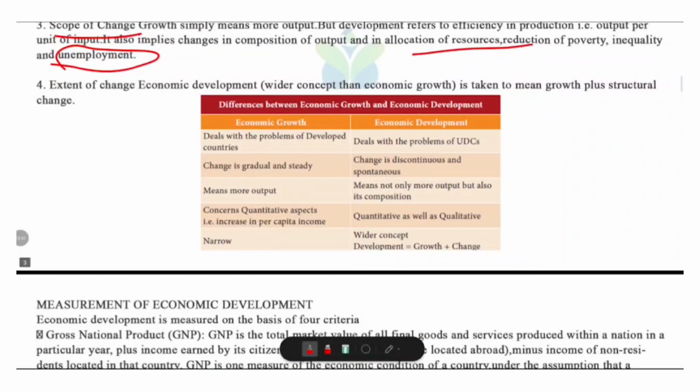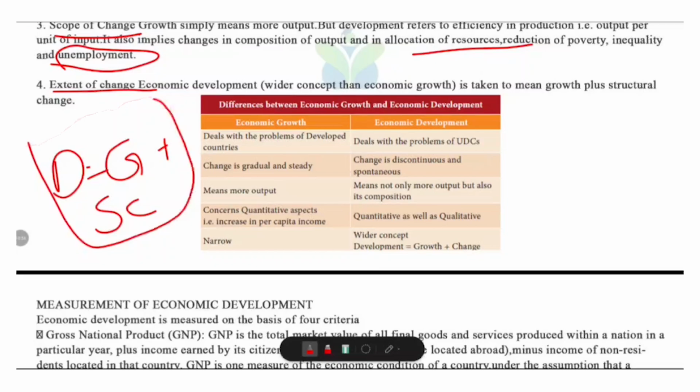Then extent of change. Okay, that is, economic development is considered a broader concept than economic growth. That is, development is equal to growth plus structural change. Remember this. Development is equal to growth plus structural change. Growth alone is not enough unless it is accompanied by improvements in institutions, technology, living standards and equitable distribution.